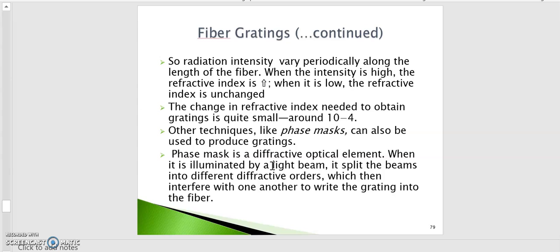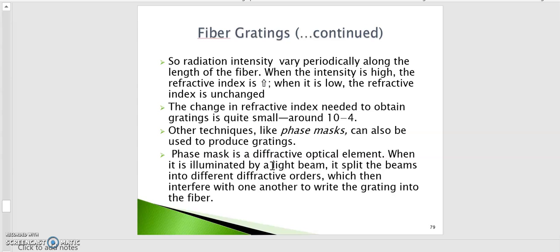So, with the help of the radiation intensity, the refractive index is changed. When the intensity is high, the refractive index is more. When it is low, the refractive index remains the same. The change in refractive index needed to obtain the gratings is very small. A very small change in refractive index is enough in order to obtain a grating.